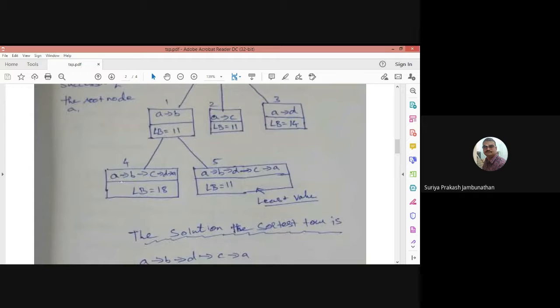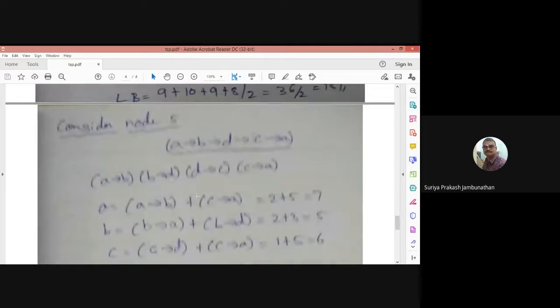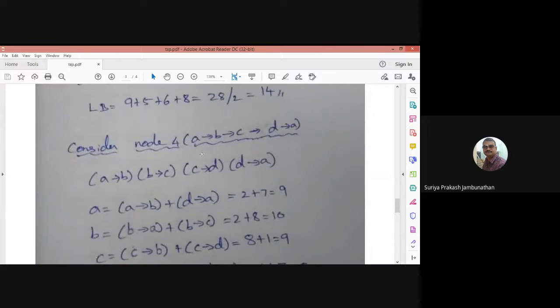First we are taking A to B, B to C, C to D, D to A. So when you are identifying the lower bound for this, what are we getting actually? A to B, B to C, C to D, D to A. So how can we set it? First we are taking A to B, this is the first path. Then B to C, second path. C to D, third path. D to A, fourth path. So these are the 4 different paths we are having.